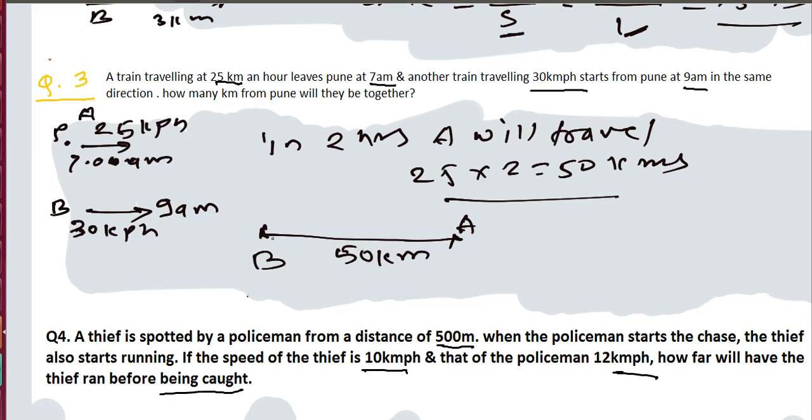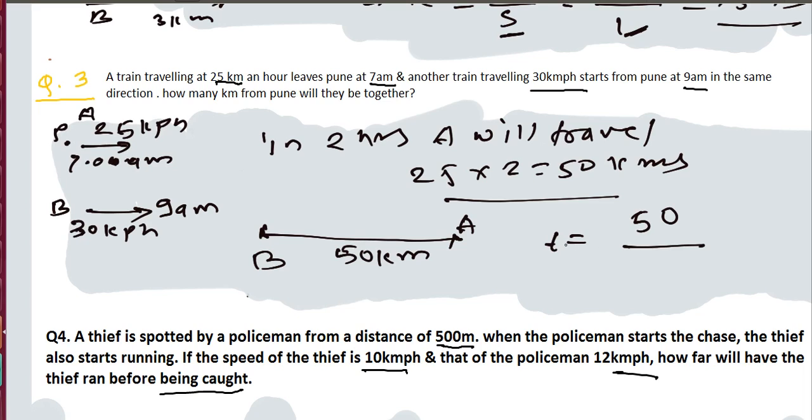Now B has to cover this 50 kilometers in order to catch A, in the same direction. But A is also moving. When B starts moving, A is also moving. So the concept of relative speed has to be used. In order to cover this distance of 50 kilometers, the time required is equal to the distance to be covered, 50, divided by speed of B minus speed of A. Speed of B has to be greater than speed of A, then only B will be able to catch A, otherwise B will not be able to catch A if the speed of B is less than A.